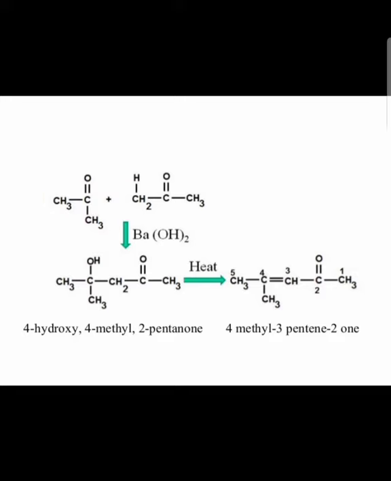Now this ketol on heating undergoes dehydration, where from the alpha carbon atom one hydrogen and from the beta carbon atom OH are released as water, and there is a creation of a double bond between the third and fourth carbon atoms, and the IUPAC name of this ketone is 4-methyl 3-penten-2-one. One is the suffix of ketone.